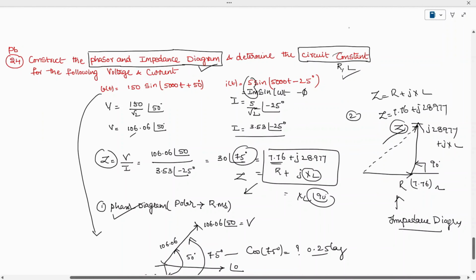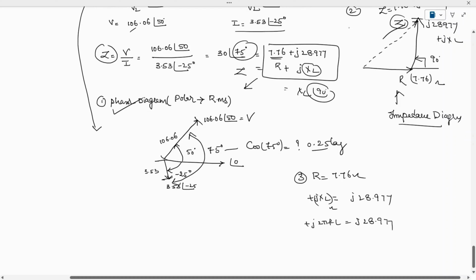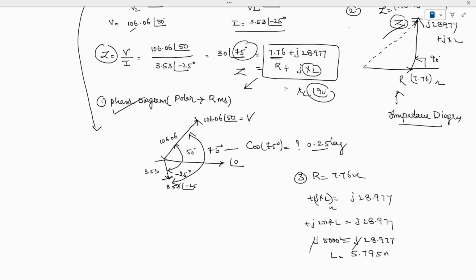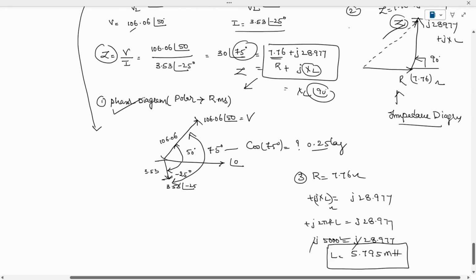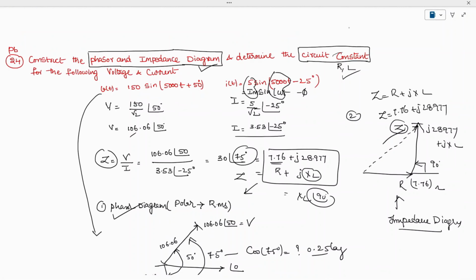But already in the problem, omega is given; the omega value is 5000. So just substitute: j5000 L is equal to j28.977. If you divide, the L value we get is 5.795 millihenry. So successfully we found all the three things asked in the problem: we drew the phasor diagram, drew the impedance diagram, and found the constants R and L.